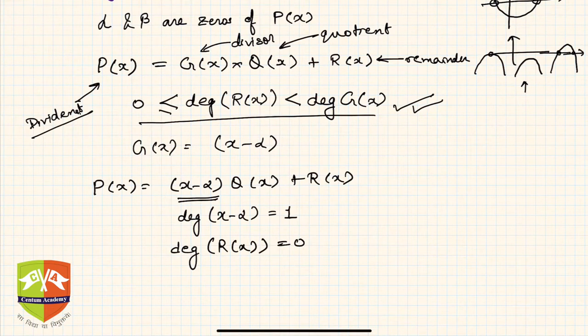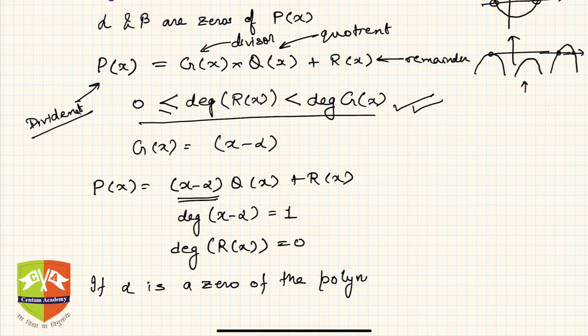Now by the factor theorem, what do we know? We know that if alpha is a zero of the polynomial, which polynomial? Polynomial p(x).